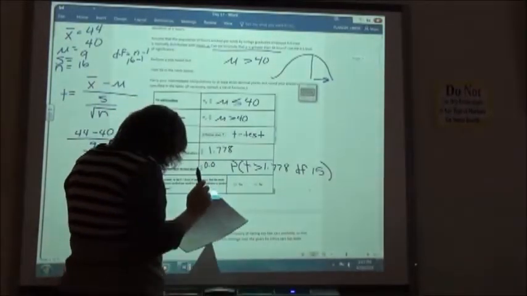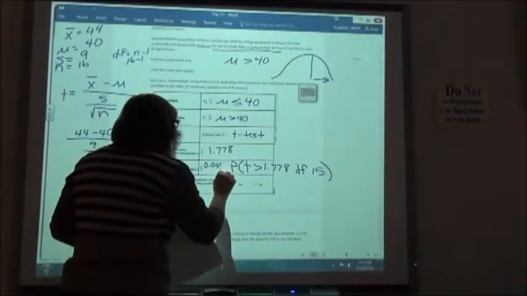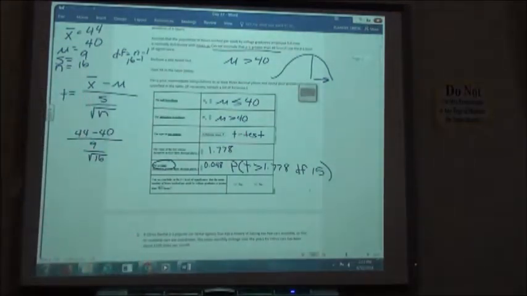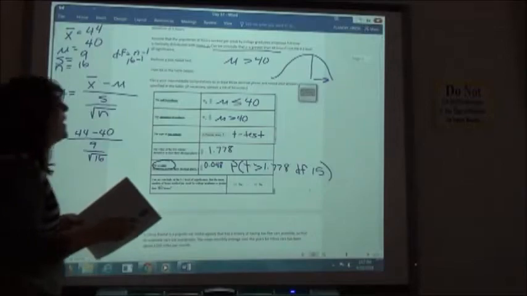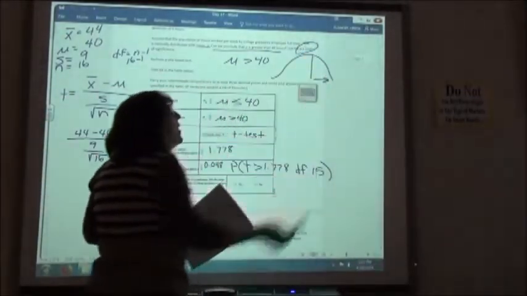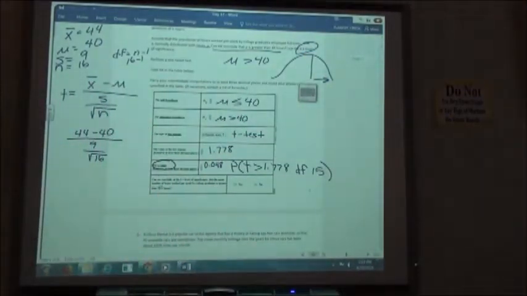0.048 is my p-value. The p-value is really a percentage. We were checking, is it at this level of percent or not? If the p-value is less than that number, we're going to reject the null. If the p-value is greater than that number, we're going to accept the null.